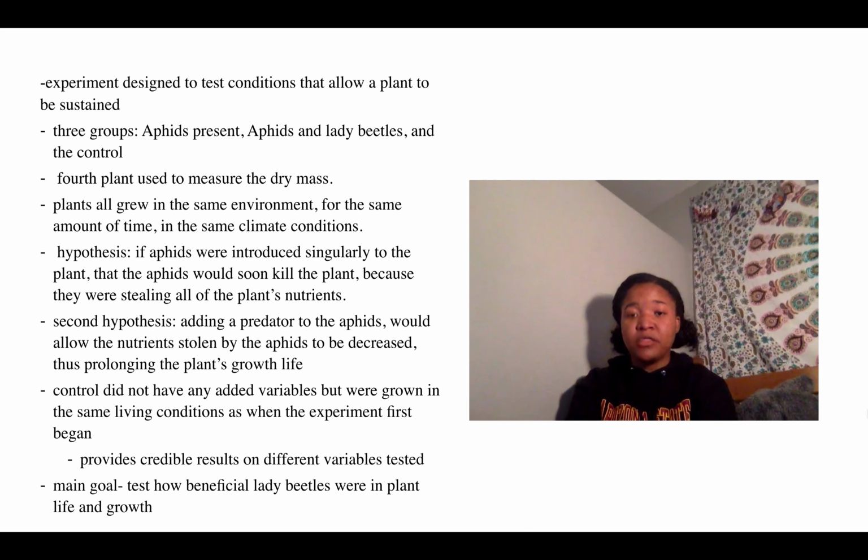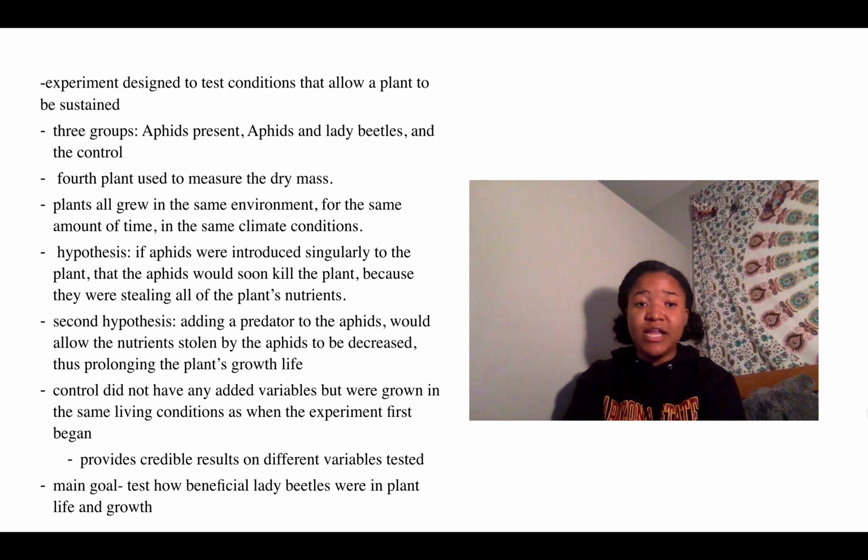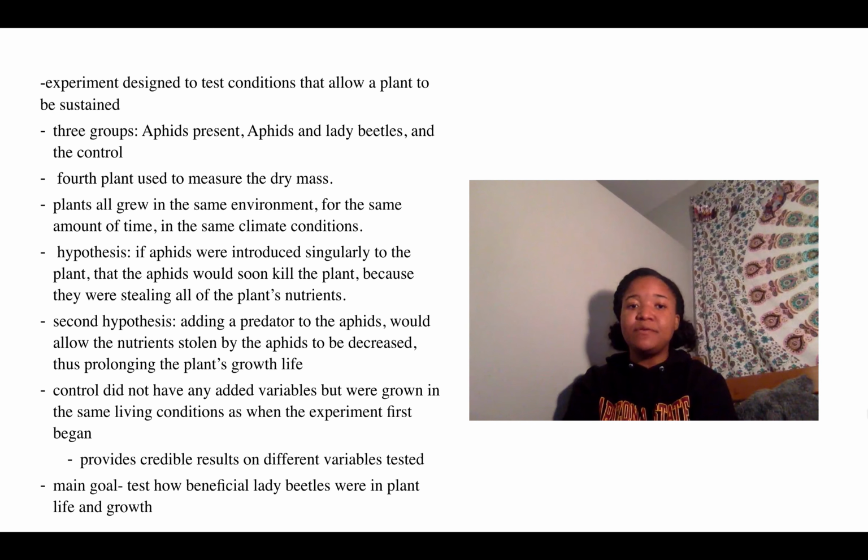And with that hypothesis stated, soon came a second hypothesis saying that if we added a predator to plants with aphids, such as ladybugs, it would allow the nutrients stolen by the aphids to be decreased, and actually prolong the life of the plant. Lastly, the control did not have any added variables to them, as stated before, and this allowed the experiment to provide a credible result about the different variables that are being tested in this experiment.